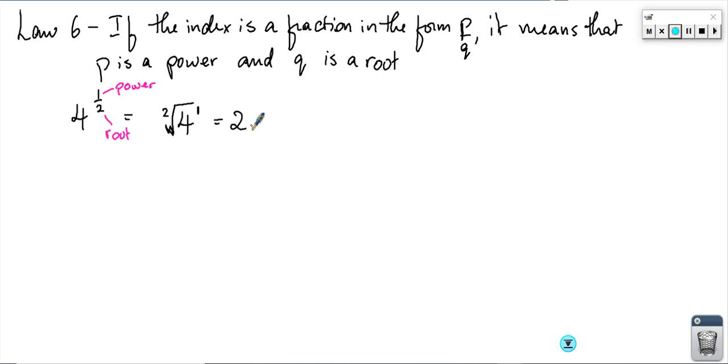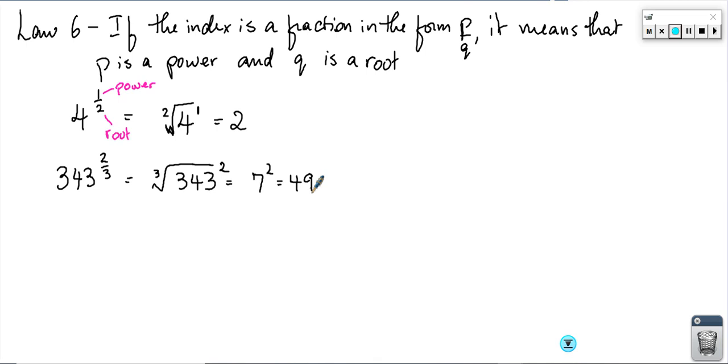Let's say that we have 343 to the power of 2/3. So 343 is the base, 2 is the power, and 3 is the root. So it's the cube root of 343 squared. If you remember well, in other lessons I had told you that it's important to learn the first 10 cubic numbers. In this case, it's an ideal situation because 343 is the cube of 7. So the cube root of 343 is 7, and 7 squared is equal to 49.